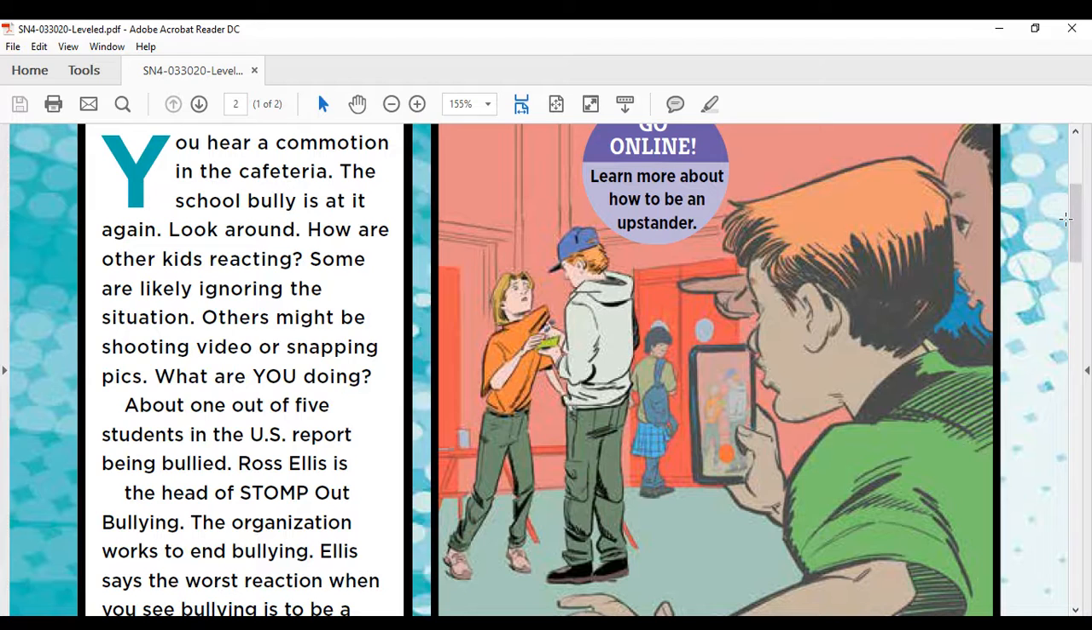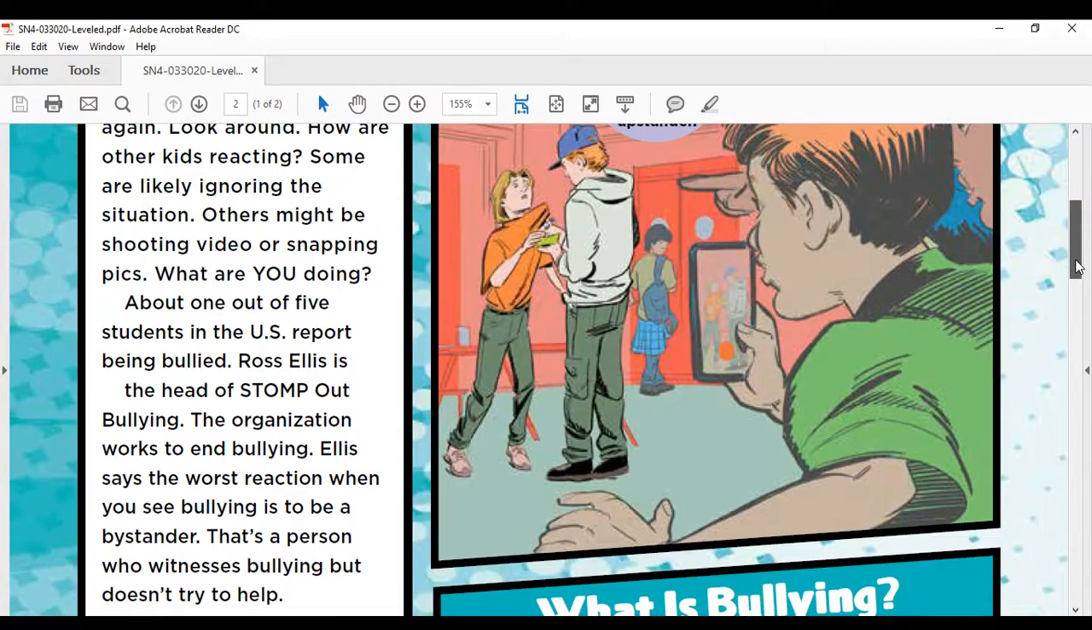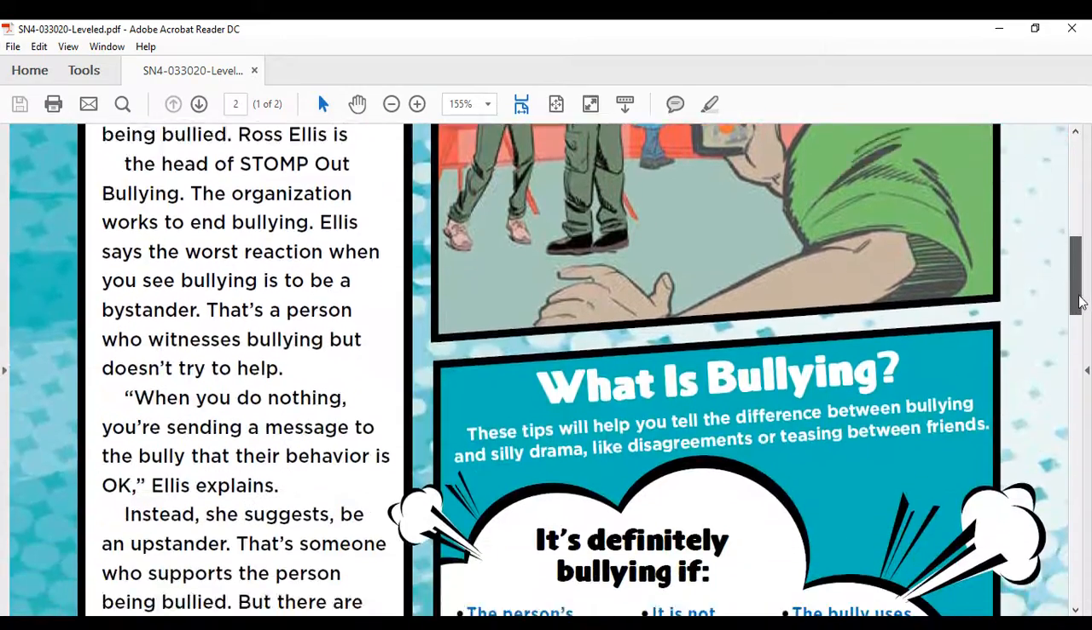Always take a look at all the graphic features around. So you have this bully picking on this person here. And I would say, now that I know those two terms, upstander and bystander, that this person here looks like he's just a bystander. He's just recording. He's not interfering at all with what's happening. And that's not doing anything to help the situation.